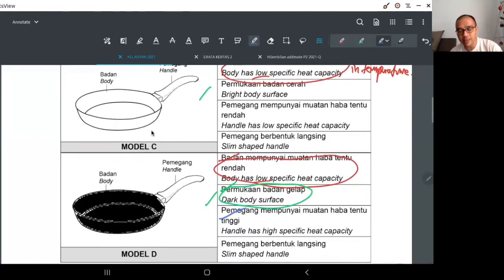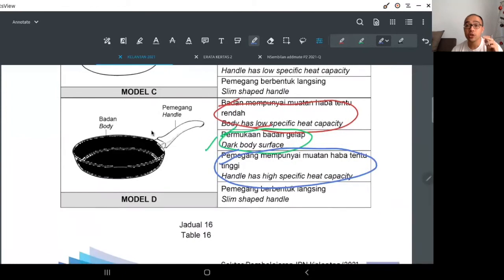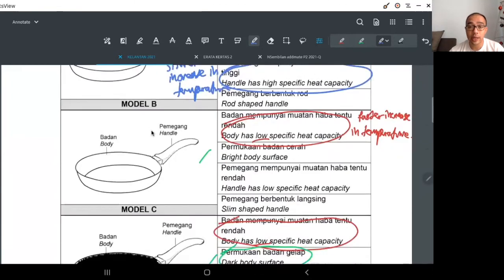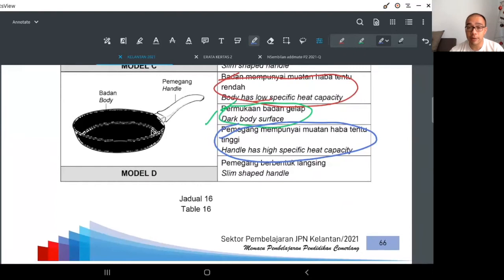The handle is high specific capacity because you want a slower increase in temperature. You don't want it to get hotter faster. So the handle will have a slower increase in temperature. Okay, it becomes hotter slower.